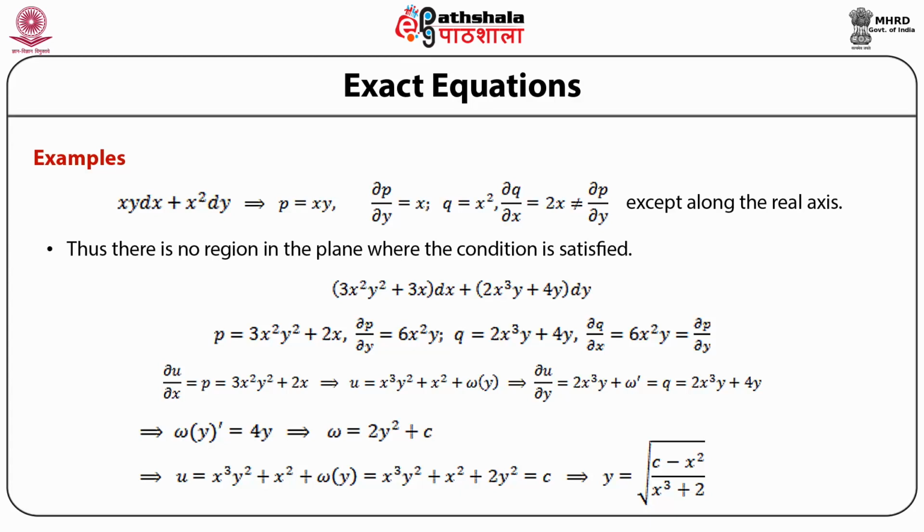The required primitive is therefore u is equal to x³y² plus x² plus w(y), which can also be written as x³y² plus x² plus 2y² equals c. In this case, one can solve for y. The solution is y is equal to the square root of (c minus x²) divided by (x³ plus 2). The equation is invertible and we get y(x).